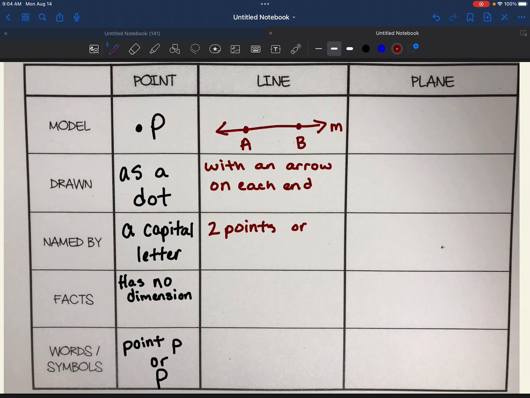Yeah, you're fine there. Okay, 2 points or what type of letter? Lowercase or capital? Lowercase. When we're naming a line, it has to be lowercase. Okay. Facts about a line. There is no thickness to a line, but it does extend forever in both directions.